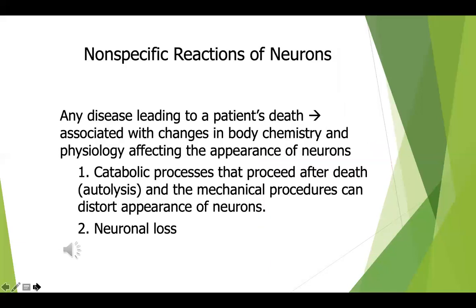Any disease leading to a patient's death is associated with changes in the body chemistry and physiology affecting the appearance of the neurons. And these are very non-specific. It doesn't tell you what the cause of death is. These changes in the appearance of the neurons may be due to the catabolic processes that proceed after death. We call that autolysis, and the mechanical procedures can distort the appearance of the neurons. The next one is neuronal cell loss, which is also very non-specific.